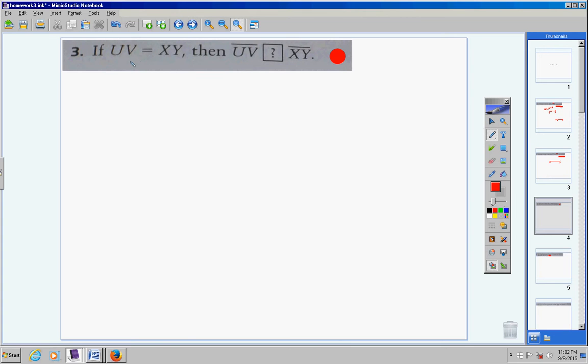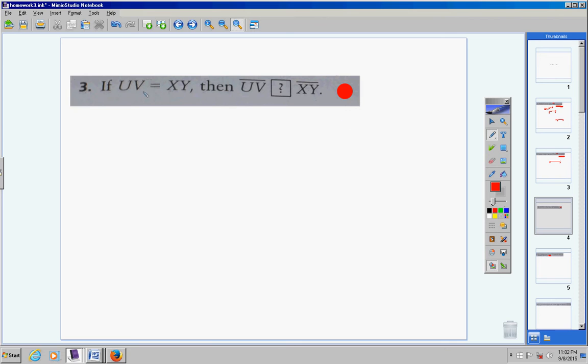Now, UV equals XY. By the way, I don't really care for this problem because they should give us more information. To be honest with you, they should tell us whether we have a segment or what we have here. But anyways, UV equals XY. They're the same length. Then what do we know about UV and XY? Well, if they're equal, they are also congruent. Get used to that word, congruent, and that symbol. We're going to use it a lot.